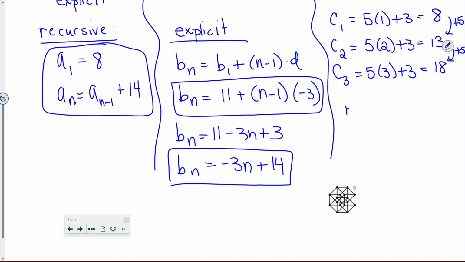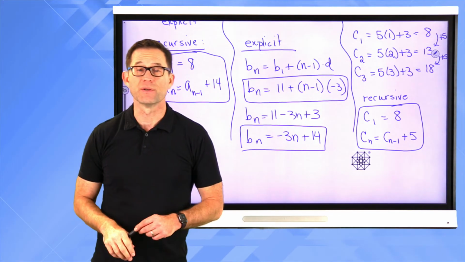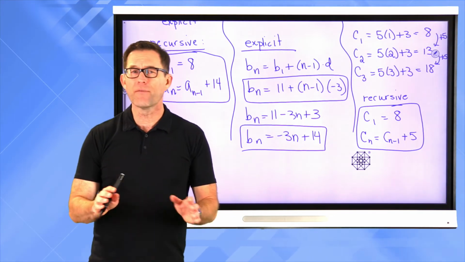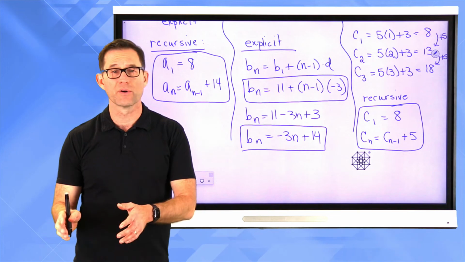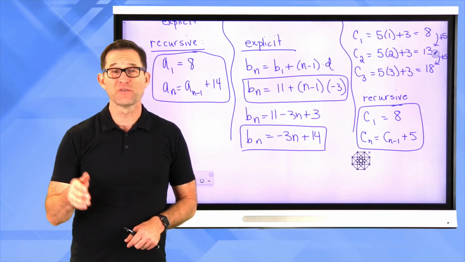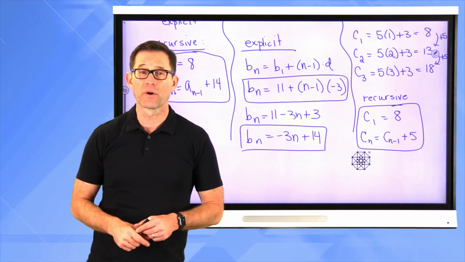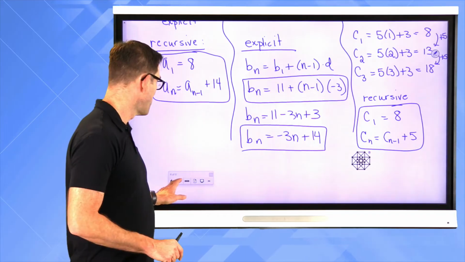We can do our recursive definition, and that's C1 is equal to 8, and Cn is equal to Cn minus 1 plus 5. And there's our recursive definition. So be careful. If you ever are trying to move from explicit to recursive, generate some terms. Generate the first term, second term, third term, fourth term if you need to, look at the pattern and make it work. All right, let's keep going.